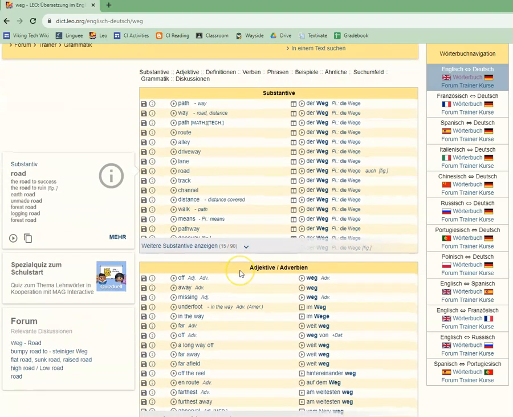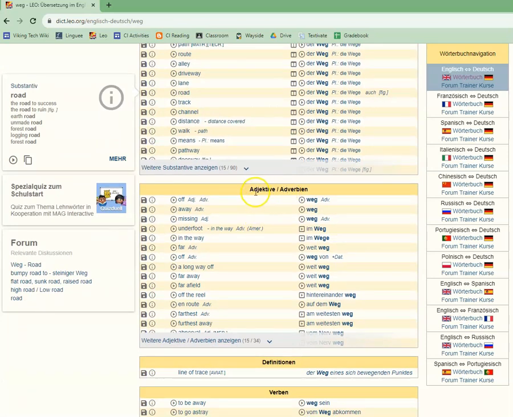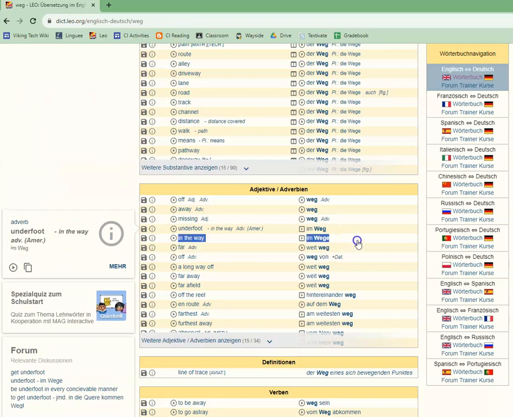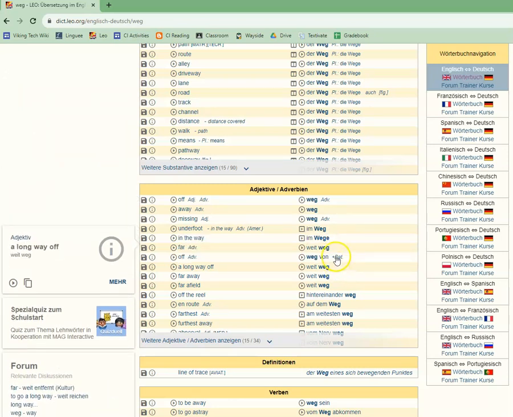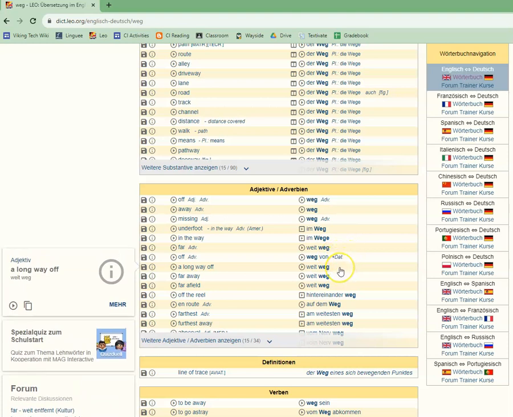Okay? But if I scroll down, I can see it's also used as an adjective or an adverb. In German, adjectives and adverbs are often the same word, whereas in English we typically have different words for those things, if it's describing a noun or describing a verb. Here I see weg meaning off or away or missing. Okay. Then I see some phrases that have weg in them. Im Weg is underfoot, like in the way. Weg von is off. Weit weg means a long way off or far away.